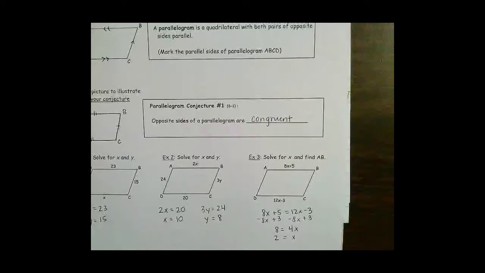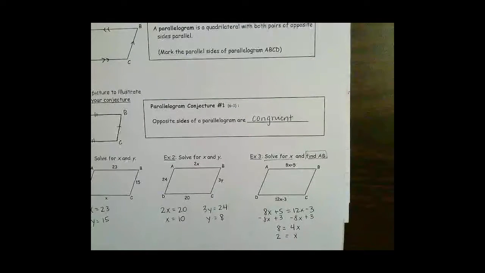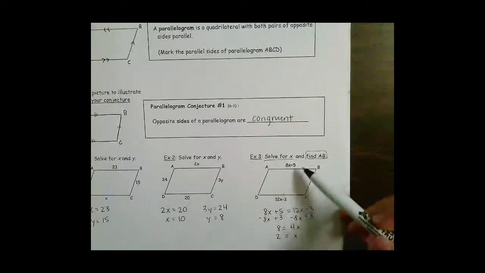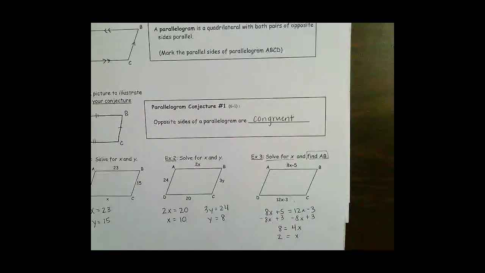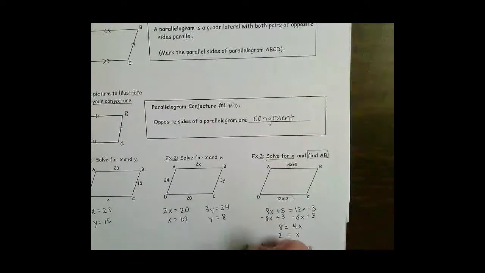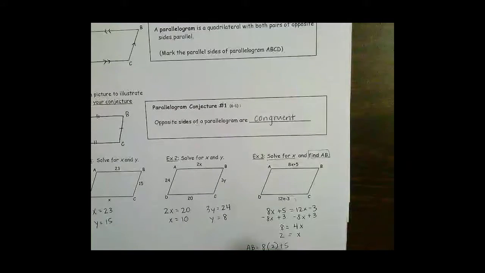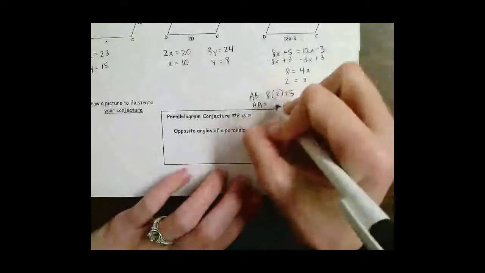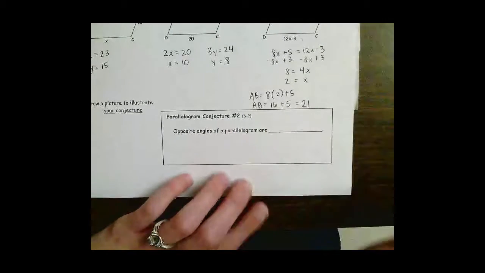So x equals 2, but it doesn't just say solve for x, it also says find AB. Now, just because we know that x equals 2, you can plug it in either here or here because you know that they are congruent. So AB equals 8 times 2 plus 5. You know that AB equals 16 plus 5, so AB equals 21.